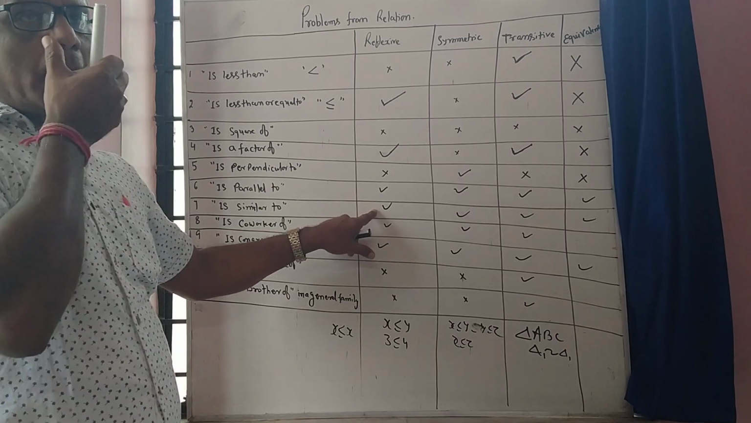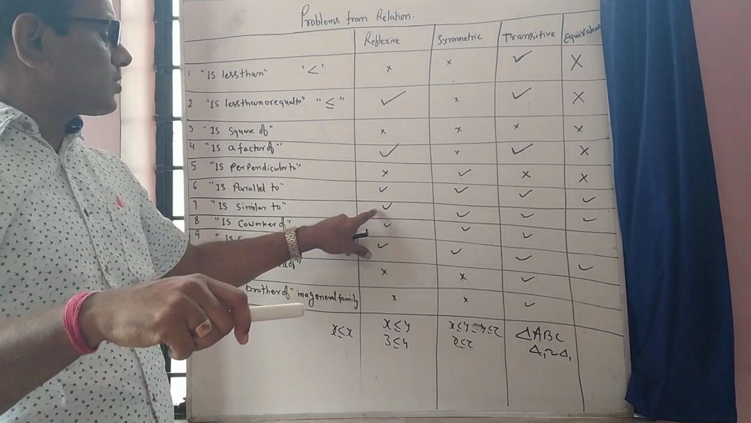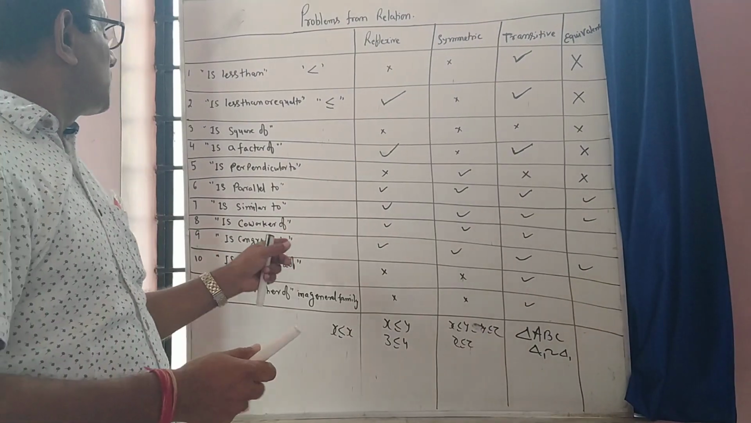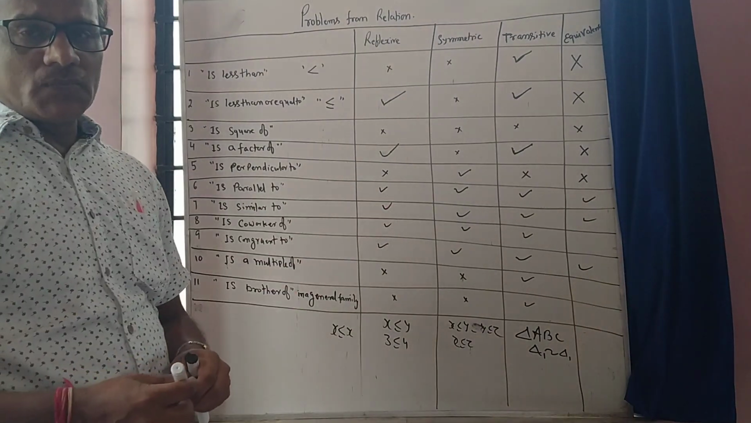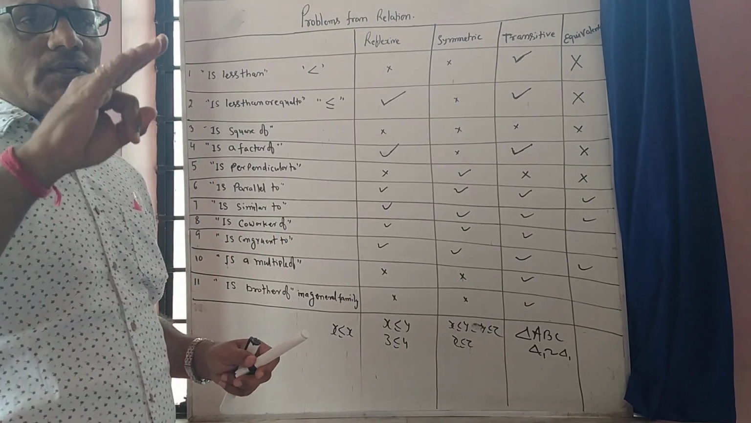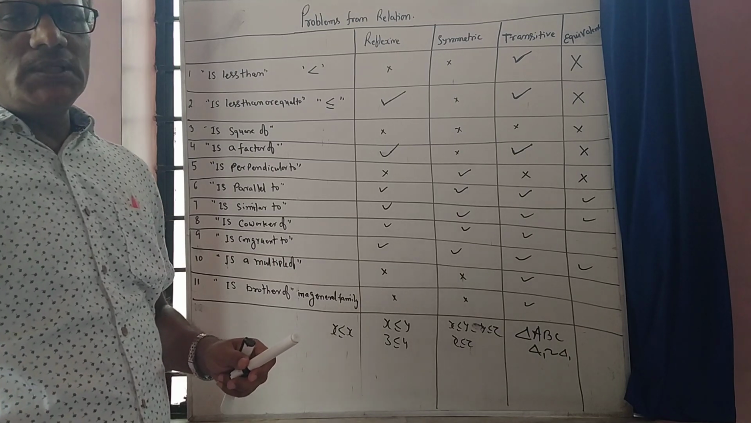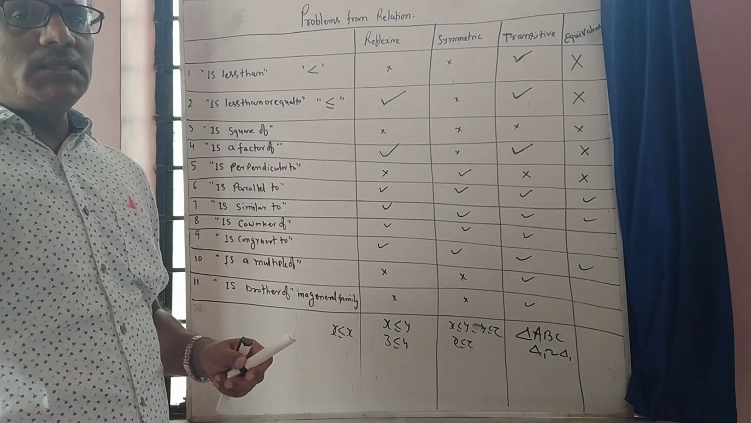If two triangles are taken, the first triangle is similar to the second, then the second triangle is similar to the first. So the similar to relation is a symmetric relation. Three triangles taken, T1, T2, T3. T1 is similar to T2, T2 is similar to T3, then T1 is similar to T3. So the similar to relation is transitive also.